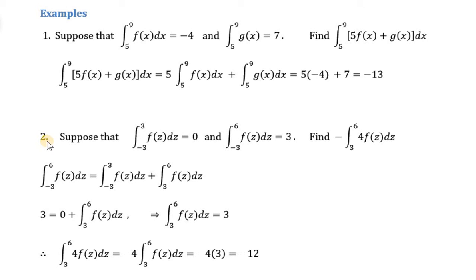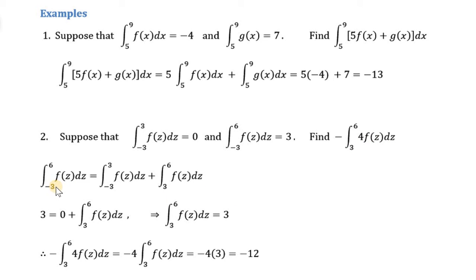Next, let's analyze question 2. Suppose that we have f with the variable z, the integral from negative 3 to 3 is 0, and the integral of f with respect to z from negative 3 to 6 is 3. So let's find the integral with boundary 3 to 6 of 4 times this f.